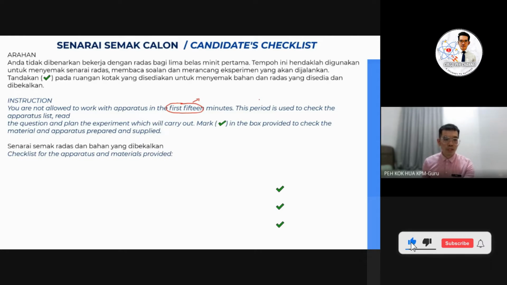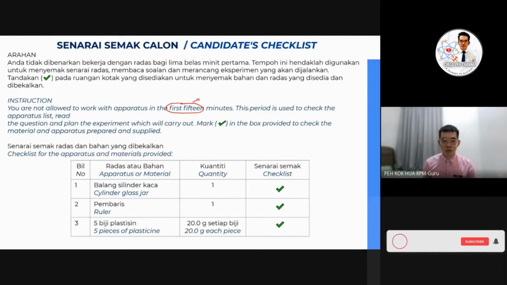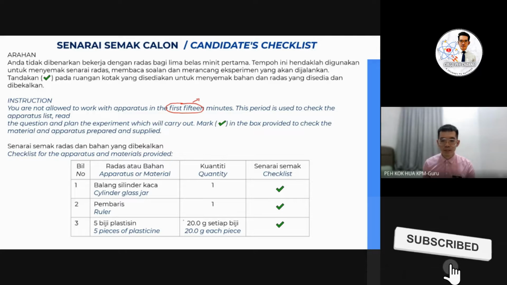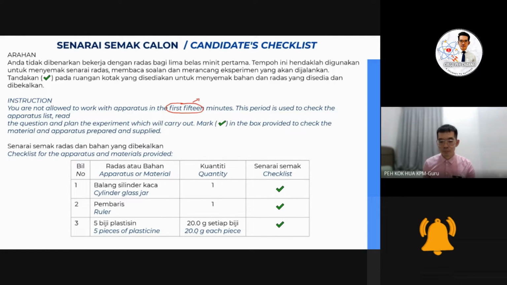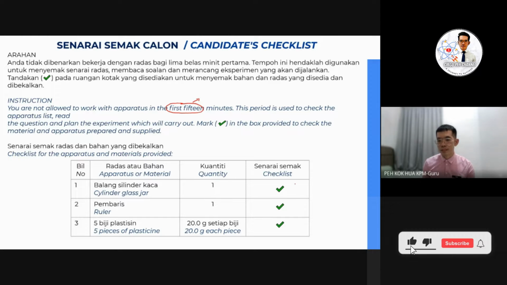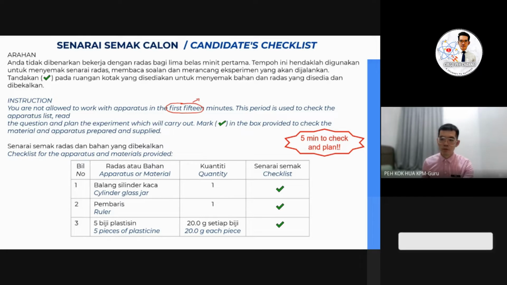So this is the checklist for the apparatus and material provided in the question we are going to discuss today. First, you will get a cylinder glass jar, quantity 1. Second, you will get a meter rule, also quantity 1. And you will get 5 pieces of plasticine. Each plasticine will be 20 grams. If you get all the apparatus and material listed with the correct quantity, you can just tick the checklist here, and immediately go to the question, because you have only 5 minutes to check and plan for each subject, including the physics practical test.